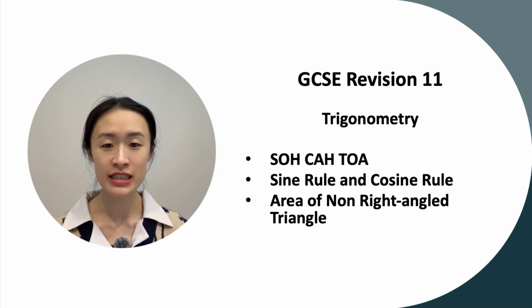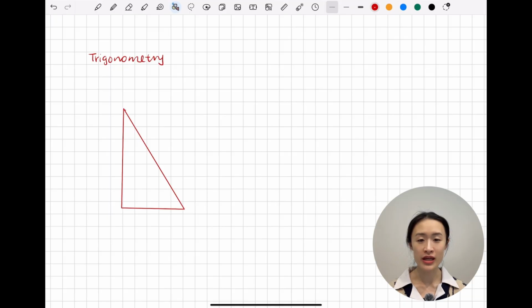Today we will be revising trigonometry and we'll be working through some questions together. So please get your pen and paper ready and work through these questions with me. So to start with, let's just look at the right angle triangle.